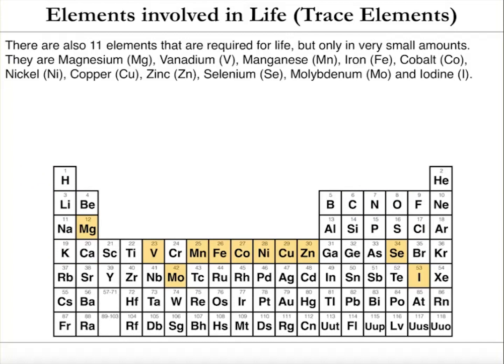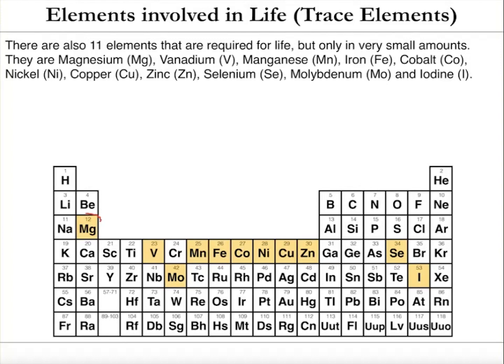So there are also 11 elements that are absolutely required for life for different living systems, but only in very, very small amounts. And these are called the trace elements, because they're absolutely required for living systems, but there's only tiny, tiny amounts in your body or the body of other living things. So there's 11 of these elements.